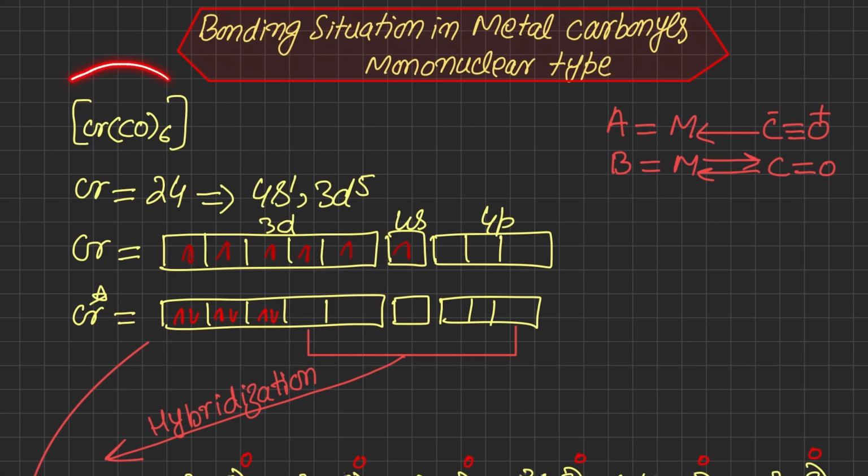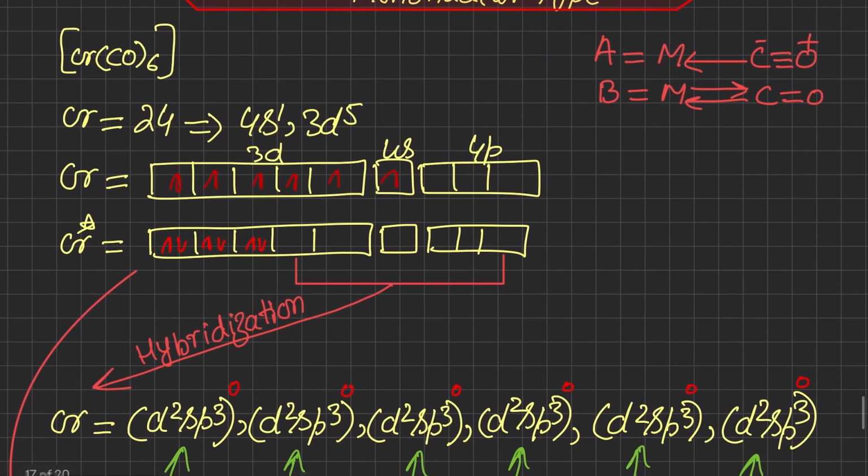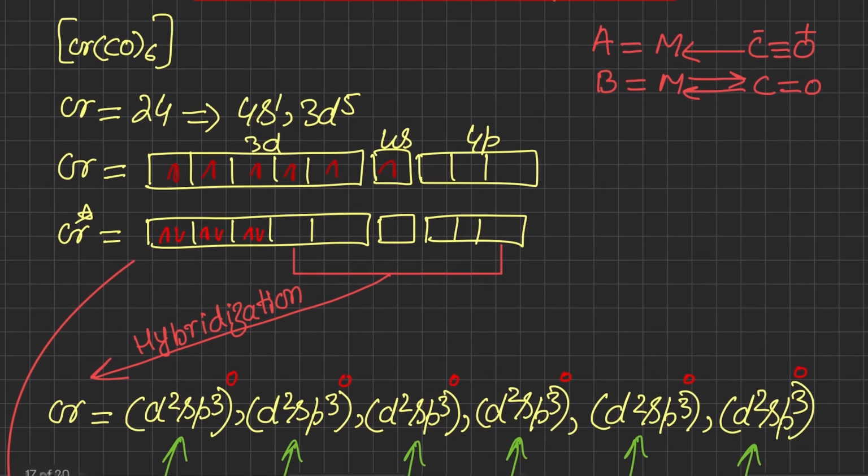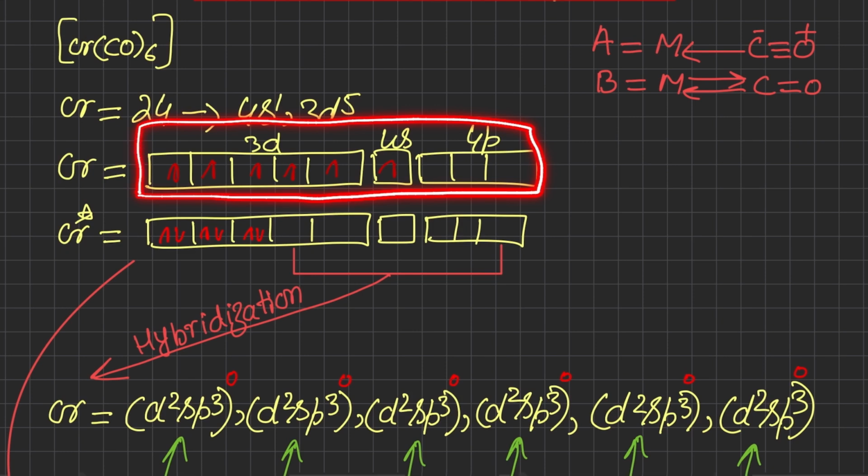So this is the overall hexacarbonyl chromium complex. As there is no species outside of the complex, it means the charge is neutral. The carbonyls are neutral, that is why chromium is also neutral. So this is the atomic number of chromium and this is the valence shell configuration of chromium. Although the configuration is 4s2 3d4, in order to gain stability we have a stable configuration which is 4s1 3d5.